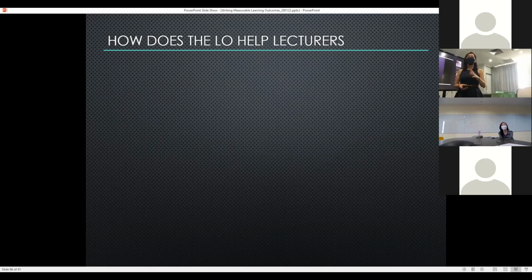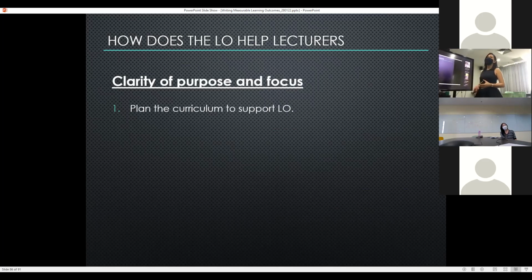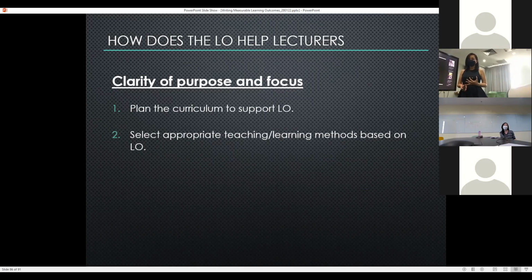Okay, basically the LO is like your destination. It gives you the direction. Not simply just go to class and blah, blah, blah, and then don't know where you're heading. So it gives you the clarity and the purpose of why you are doing what you're doing in your class. It helps you to plan your curriculum, your lesson, and the activities that you want your students to do. It helps you select the correct strategies or methods to use. Like I mentioned just now, if your course is about helping students to learn how to come up with a project, your methods must be able to get them to create projects.